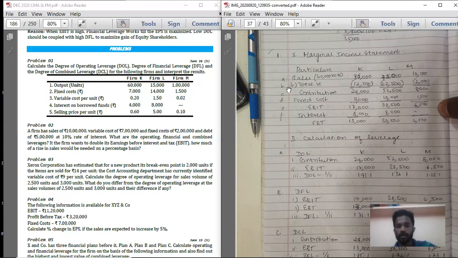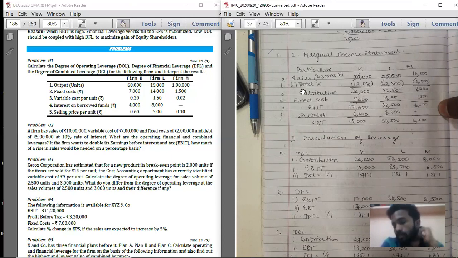So this is selling price per unit. Below that small b, less total variable cost. They have given total variable cost. We should put variable cost per unit. Small b, less variable cost per unit. What is variable cost given? For K, within bracket 0.2. For L, within bracket 1.5. And for M, within bracket 0.02. Now deduct it. Now underline all 3 columns K, L, M.